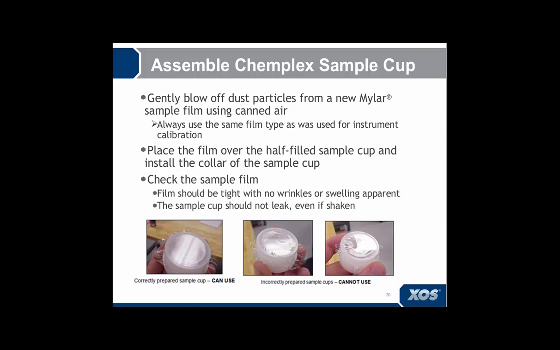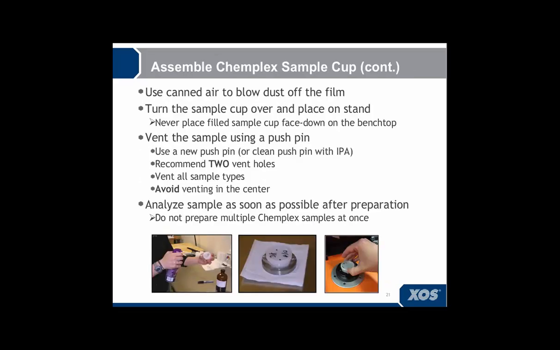If you look at the bottom of the slide here, on the left is a correctly prepared sample cup, and on the right are incorrectly prepared sample cups, which can lead to poor measurement results. Next, use that canned air again to blow off any dust that's on the film. Turn the cup over and place it on a sample stand. Do not place that filled sample cup face down on the bench top, because otherwise you've just contaminated the film.